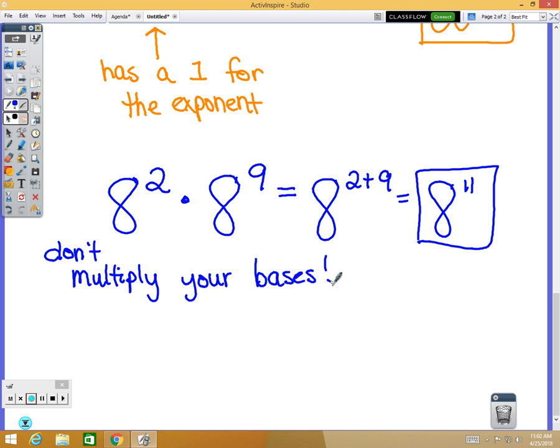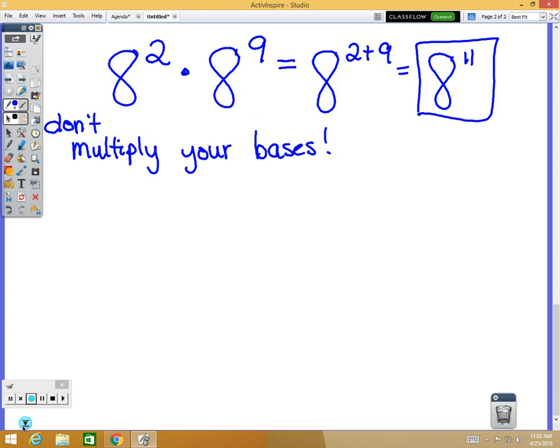Keep your base. Now there is a time where you actually do multiply numbers together, and that is when you have coefficients. Who remembers what a coefficient is? Okay, let's review that real quick.